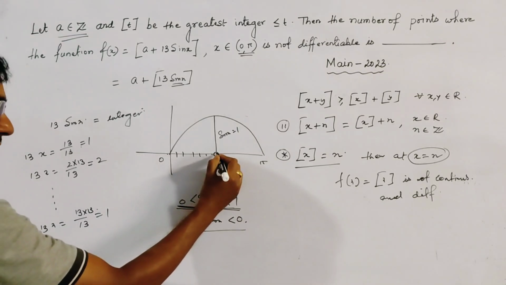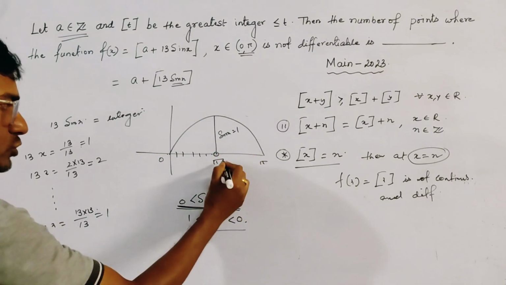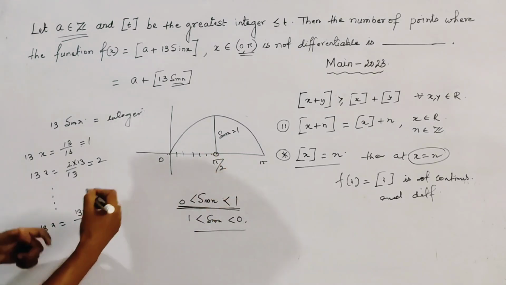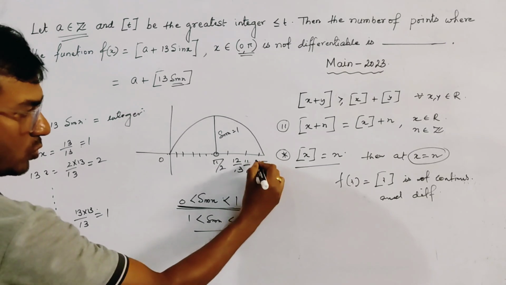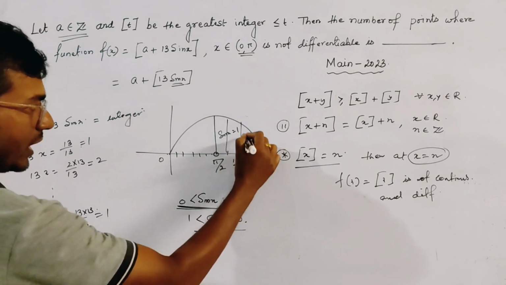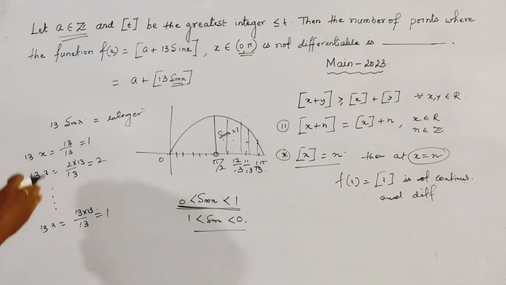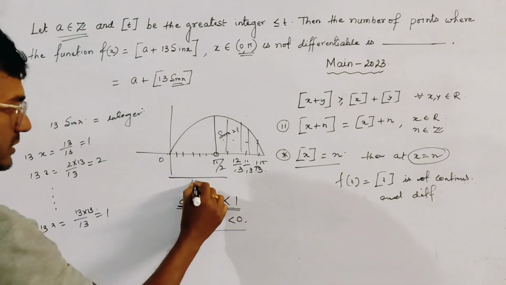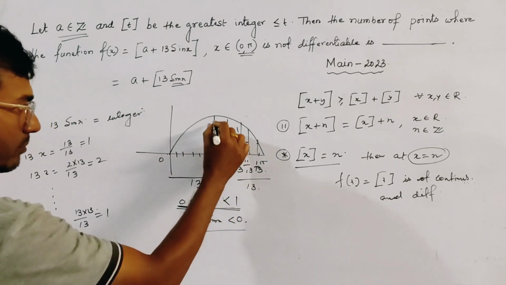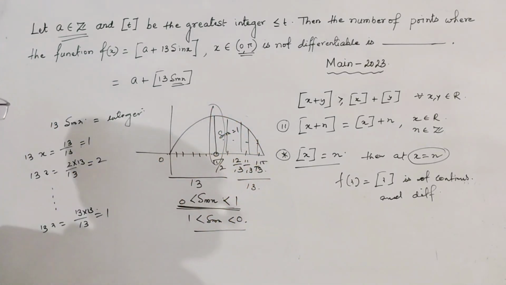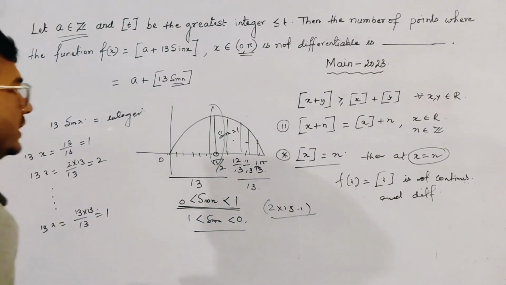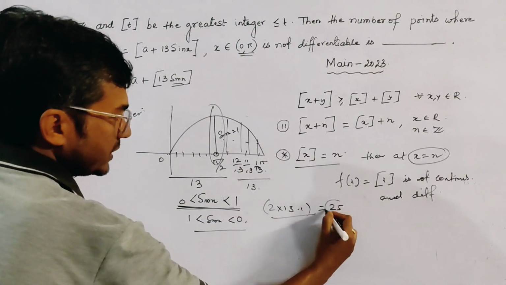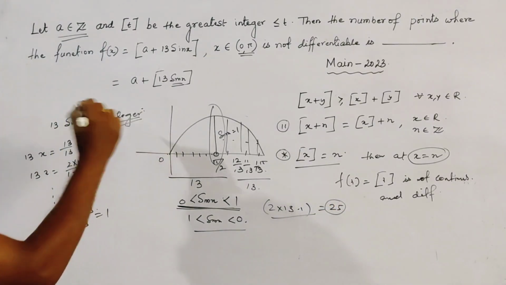Similarly, in the interval pi by 2 to pi, here also we get 1, then 12 by 13, then 11 by 13, down to 1 by 13. All of these are values of sin x at which 13 sin x is also an integer. So the total number of points is 13 and 13, but we get the point where sin x is 1 two times, so we get 2 into 13 minus 1, that is 25 points at which 13 sin x is an integer.